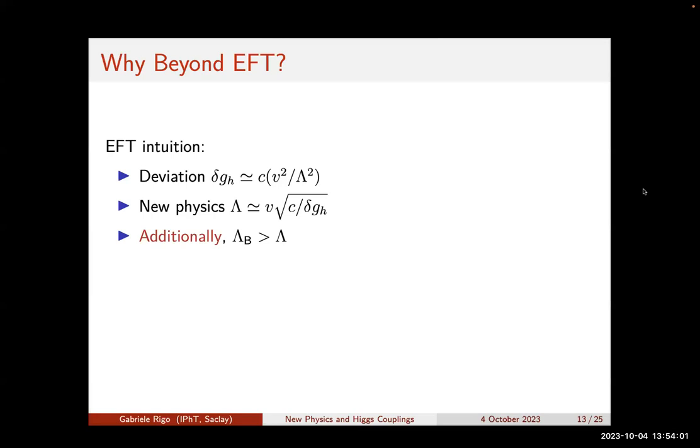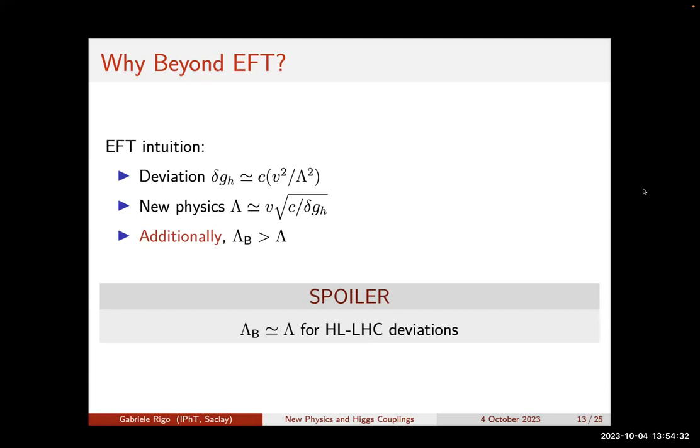So said in a different way, you imagine that you are probing already the scale lambda and you only found new fermions. Okay. And then you are asking, where should I expect new bosons beyond that, given the deviation that I measured in the couplings? In general, lambda_b is not equal to lambda, and it's bigger than lambda. But just as a spoiler, in the case of deviations which are measurable at high lumi, the analysis that we make implies that those two scales are roughly the same.